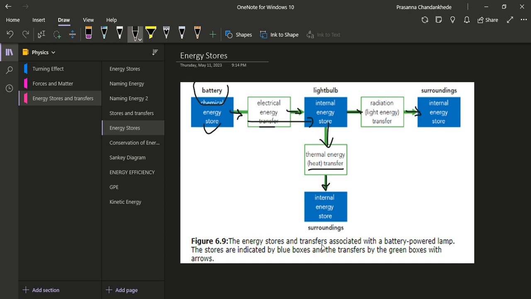The energy stores and transfers are associated with the battery powered lamp. The stores are indicated by blue boxes and the transfers by the green boxes with arrows. So these green boxes are energy transfers and these blue boxes are energy stores.